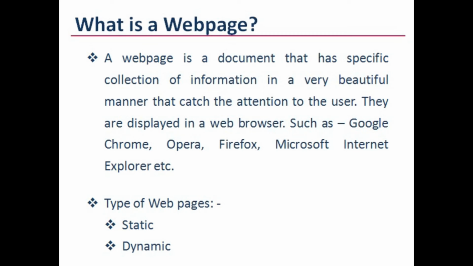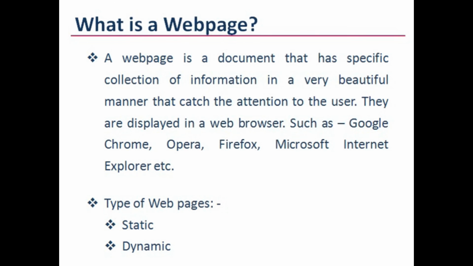Mostly static web pages are written in HTML, CSS, JavaScript, etc. Now, what is a dynamic web page? Dynamic web pages are those in which the content of pages is different for different visitors. It takes more time to load than a static web page. Dynamic web pages are used where the information changes frequently, for example, stock prices, weather information, and many more.